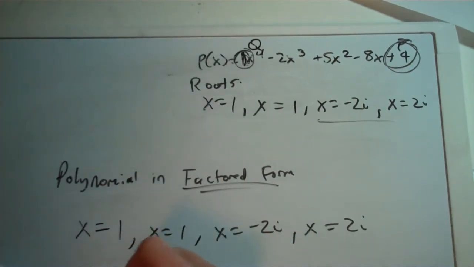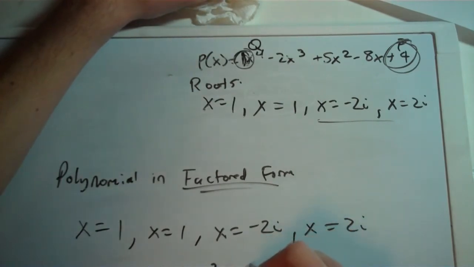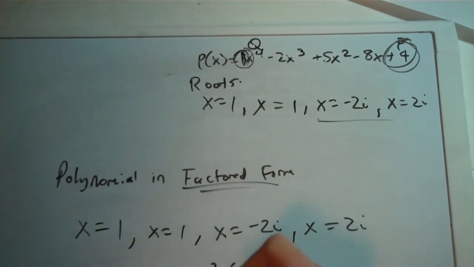So p of x equals x minus 1 squared. And then we can take these two: x plus 2i equals 0. It ends up being the same thing because we have a positive 2i as well as a negative 2i. So x minus 2i and x plus 2i. And here's our factored form.